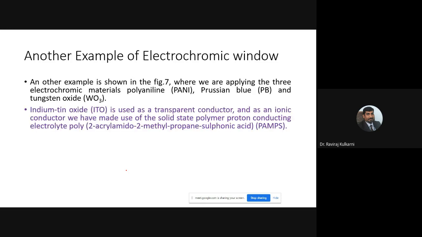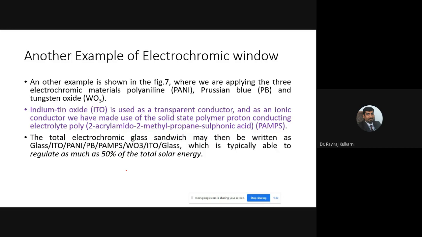So indium tin oxide, ITO, is used as the transparent conducting oxide. As the ionic conductor, they have used a solid state polymer proton conducting electrolyte, that is poly 2-acrylamido-2-methyl propane sulfonic acid, any sulfonic acid. PAMPS they call it. Or you have studied Nafion, the proton exchange membrane, that can also be used.